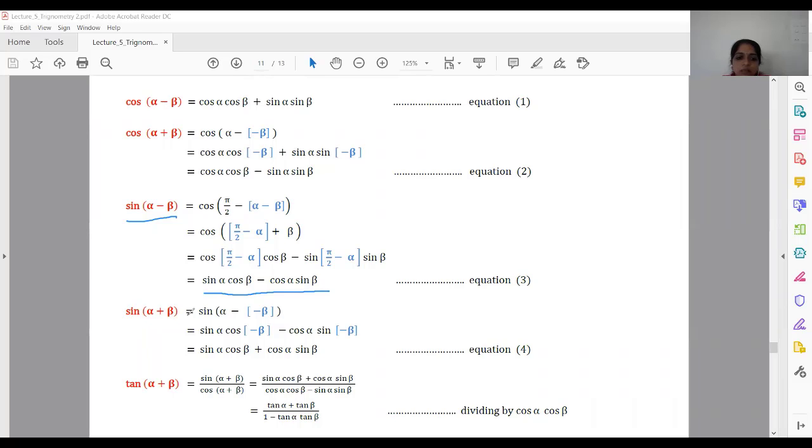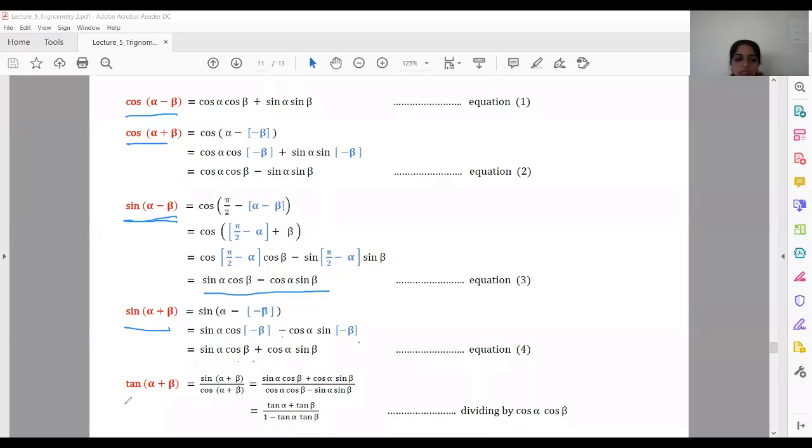Now, sin alpha plus beta. So, we represent sin alpha minus minus beta. With the help of this formula, sin alpha cos minus beta minus cos alpha sin minus beta. Cos minus beta is just cos beta and sin minus beta is minus sin beta. So, minus minus plus here. Okay. So, this is equation 4. First formula is cos alpha minus beta. Second is cos alpha plus beta. Sin alpha minus beta. Sin alpha plus beta.